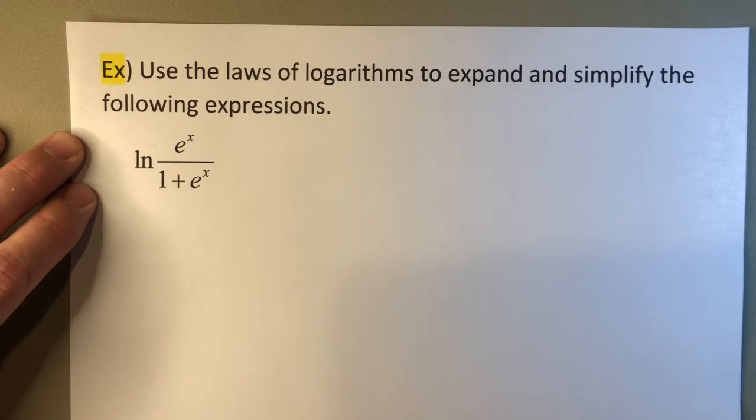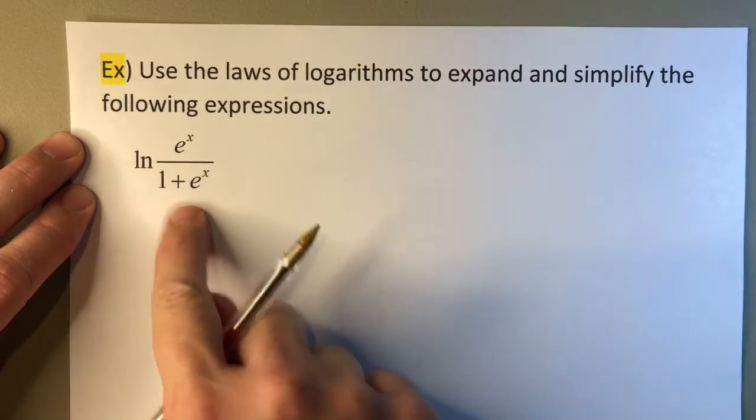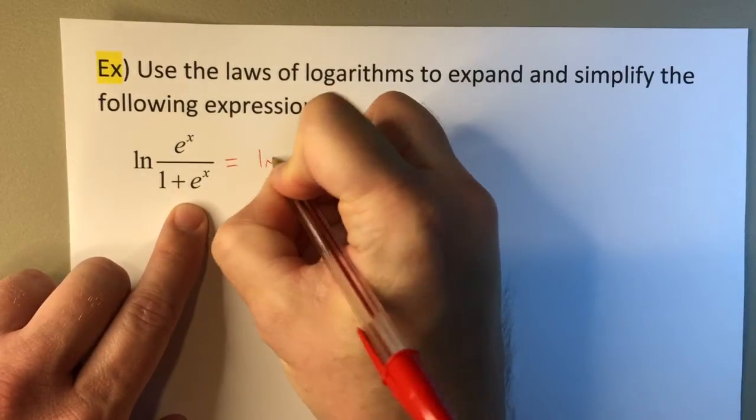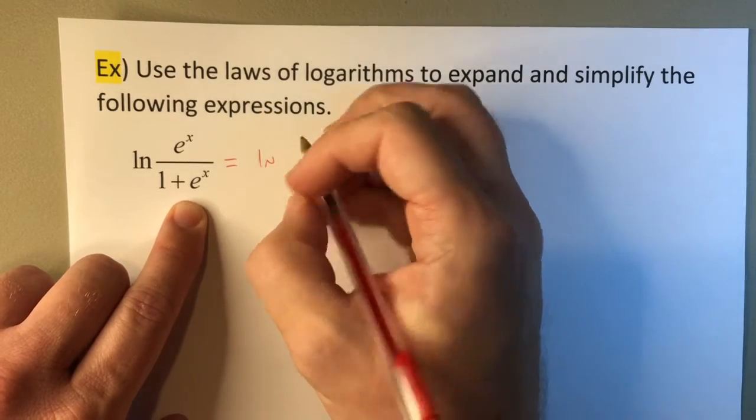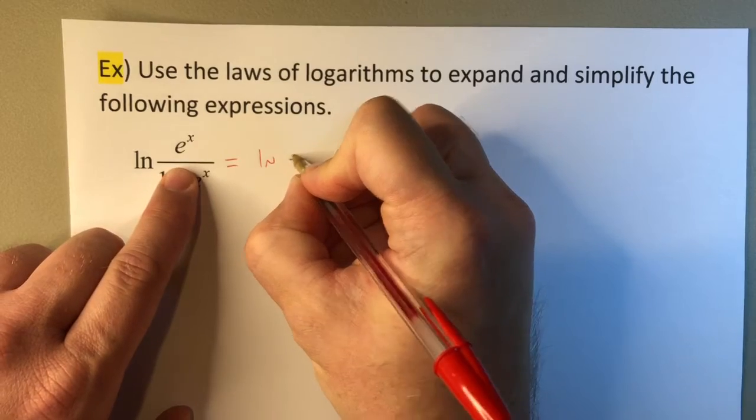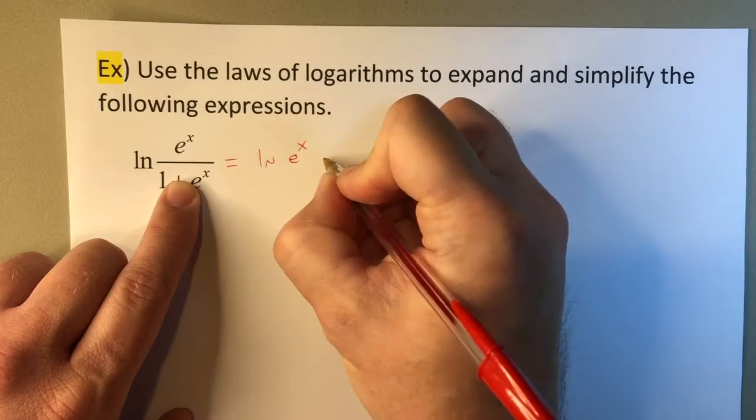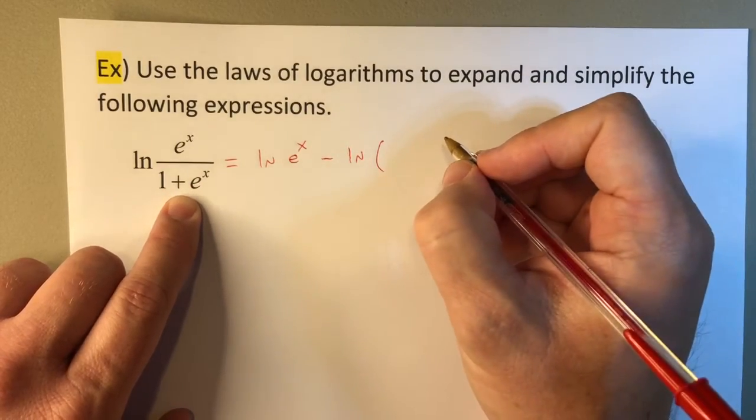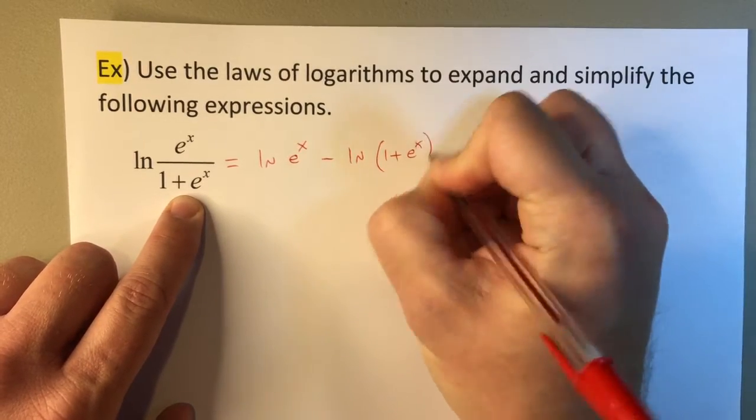Right, now what we're going to do is use the laws of logarithms once again, but this time we're going to expand and simplify this expression. Okay, so division bar indicates what? Division bar indicates subtraction of what we're taking the logarithms of. So it's going to be the natural logarithm of e to the x, that's what was in the numerator, minus the natural logarithm of what? Of the quantity of whatever was in the denominator here. So 1 plus e to the x.